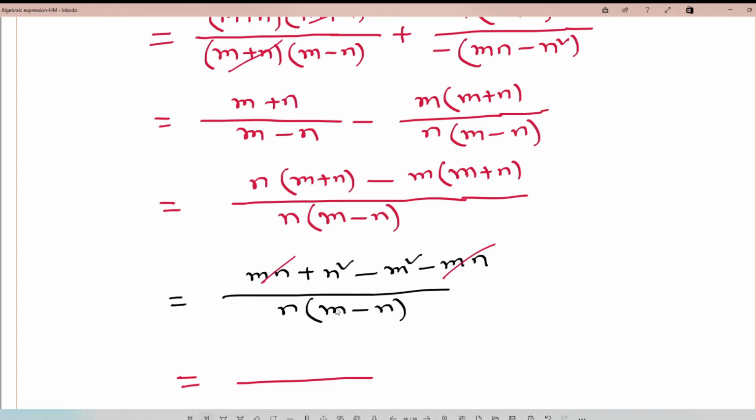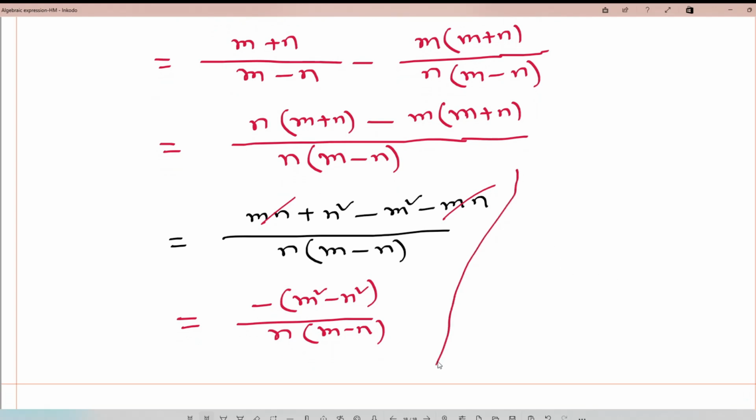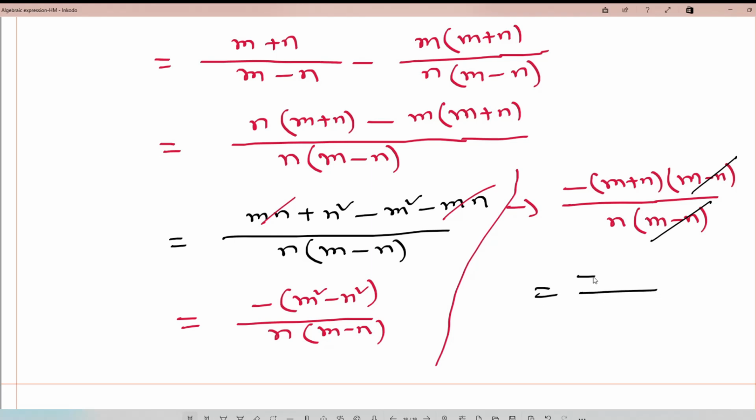Okay, so in this one also, if we take minus common, it is m square minus n square, and here is n into m minus n. So we can write here minus m plus n and m minus n, divided by n into m minus n. So m minus n and m minus n cancel, and the answer is minus m plus n divided by n. Hope you understand this one. This one we can also write as minus m minus n divided by n. Okay, hope you understand.